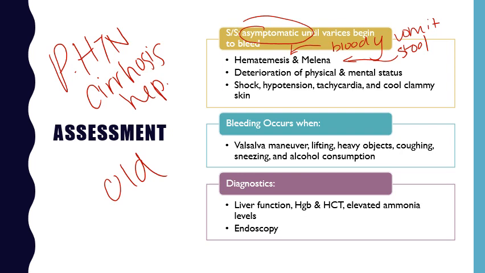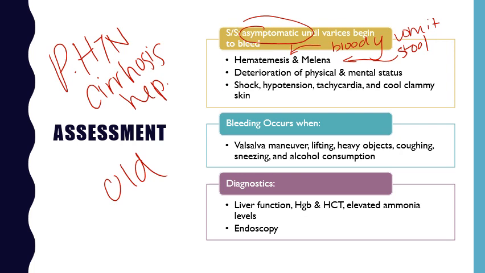So when bleeding occurs, it can happen from doing something like the Valsalva maneuver, so straining when you're pooping. It can happen from lifting heavy objects. Coughing or sneezing too hard can make a person with esophageal varices bleed and hemorrhage. And consuming alcohol. Alcohol is a blood thinner, it can rupture them right open.